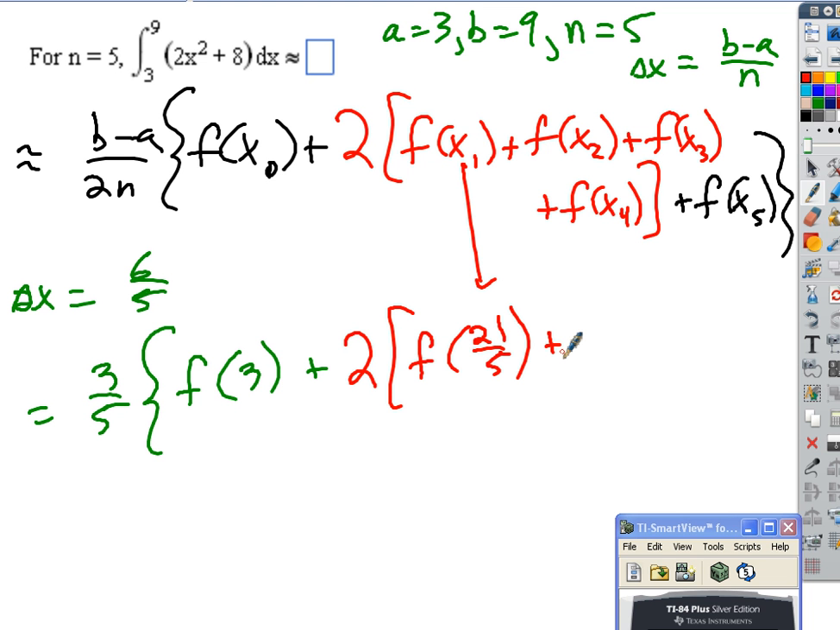i is the index variable. This tells you which one we're on. i is going to go from 0, which is the left edge, up to 5. x sub 1 is when i is 1. So this is just keeping track of how many times we've added delta x. How many steps have we taken? Okay. So plus f of 21/5 plus 6/5 is 27/5, right?